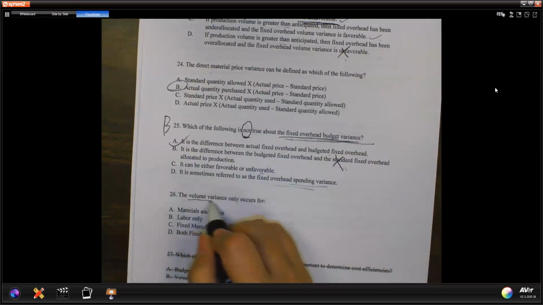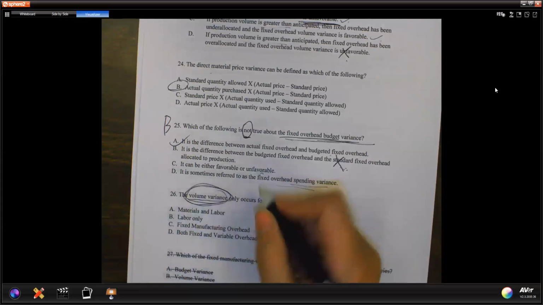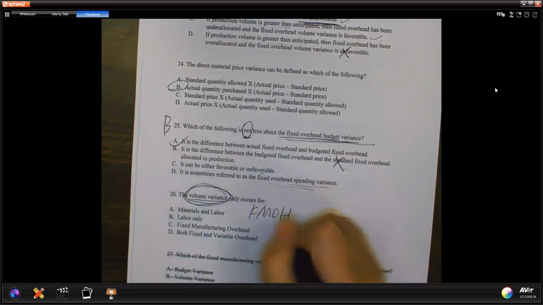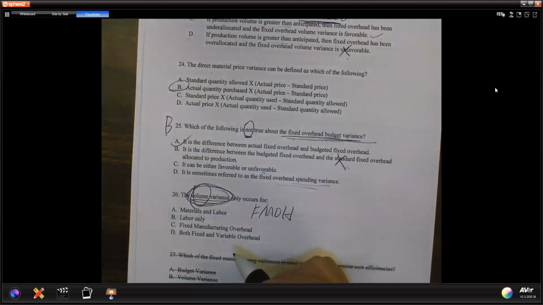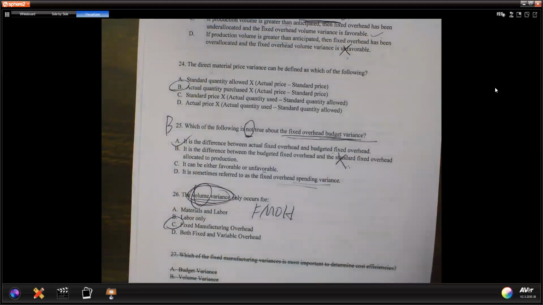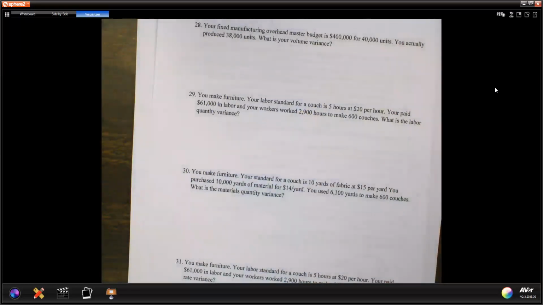Volume variance, we said volume variance is only for fixed manufacturing overhead. The answer is the same. 27, don't need to worry. 28, 29, 30, 31. Okay.